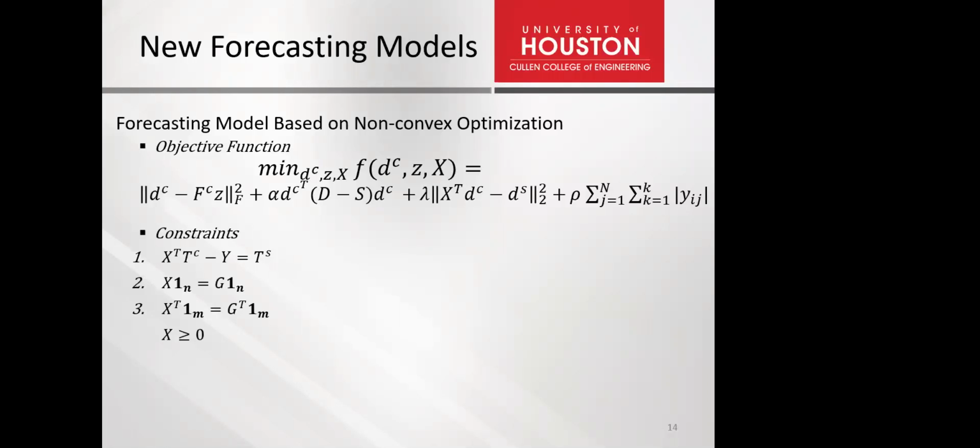And one way to address such an issue is to develop an alternative convex search method, which updates X, DC, and Z alternatively by solving some convex quadratic optimization problem. So specifically for fixed X, we solve the convex quadratic optimization problem to update DC and Z. The detailed algorithm we have discussed in our paper.